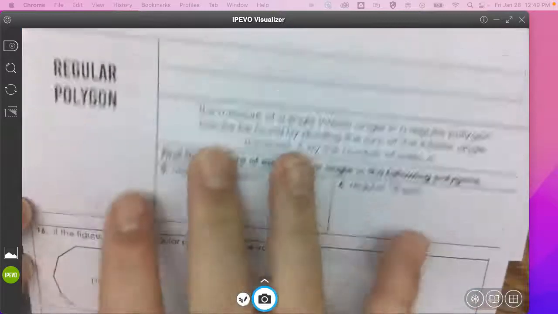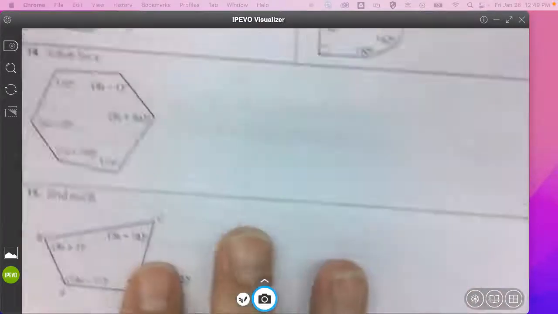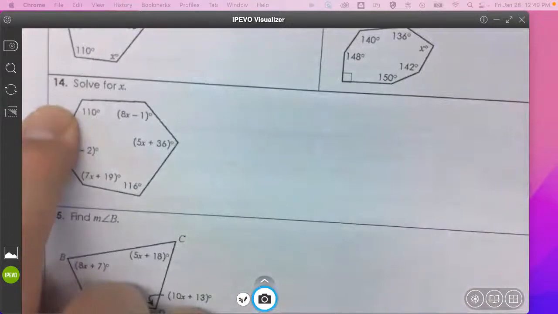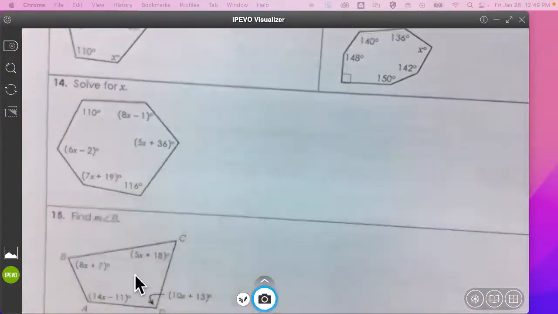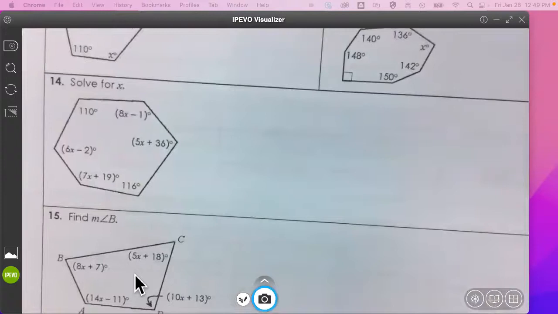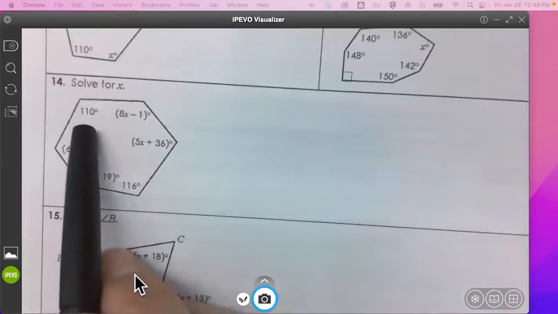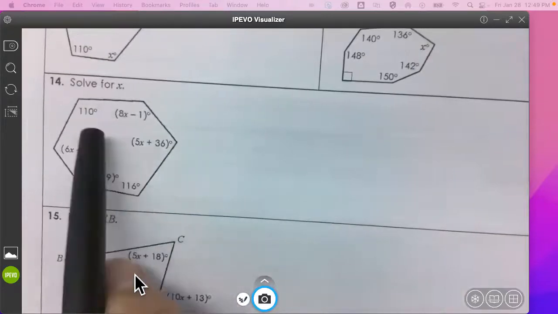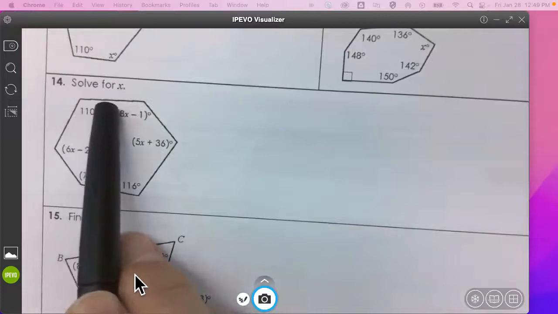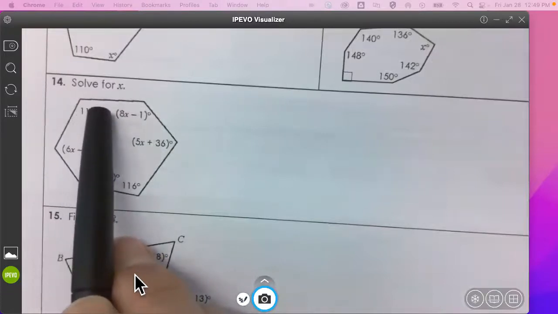Second piece, how do we apply this? Let's look at number 14. So we're skipping 12 and 13 for a second. The instructions say simply solve for x. How might we accomplish this? Okay, I like that idea, but if I broke this into triangles, the 110 would get separated. And I don't know if it's like 20 and 90 or 70 and 40.